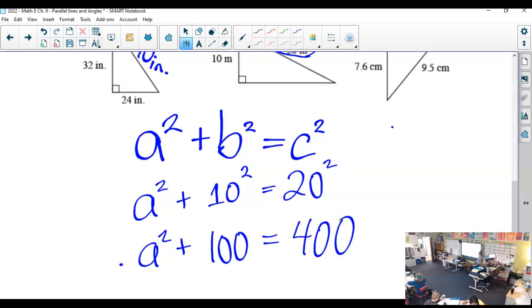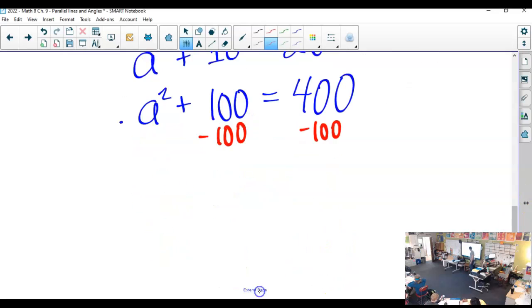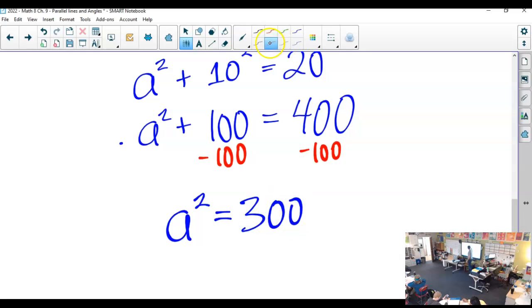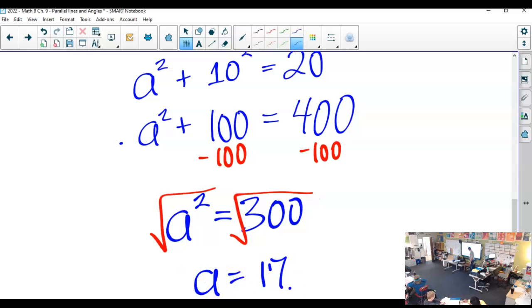400. Then what do I need to do on both sides? Minus 100. Now we minus 100. A squared equals 300. So in your calculator, go ahead and do square root of 300. And what do we get? 17.320508 and so on.